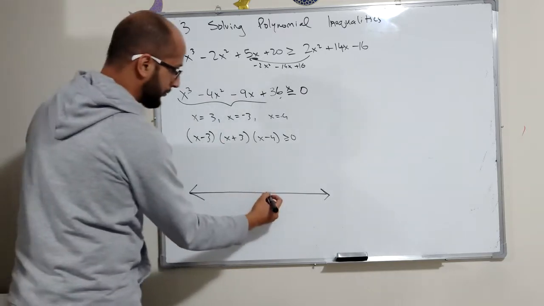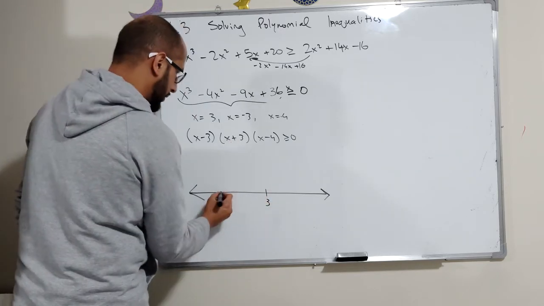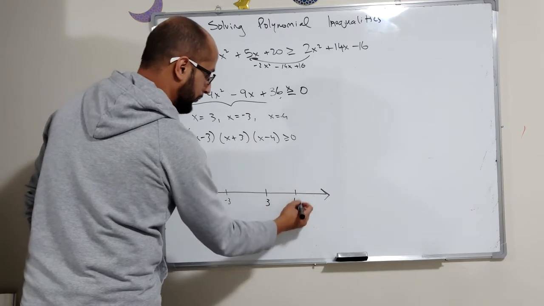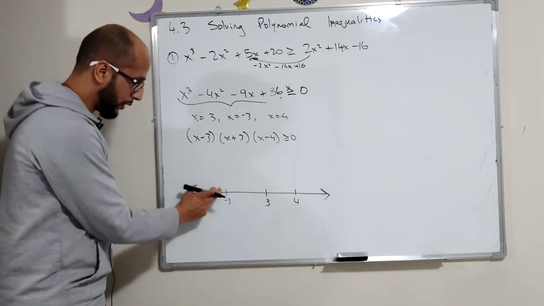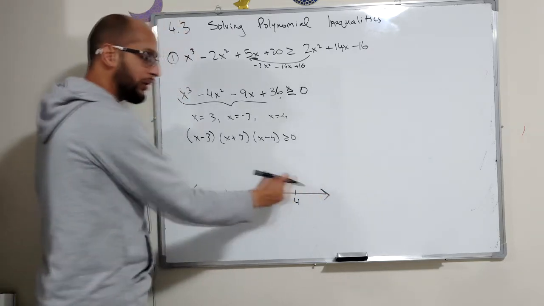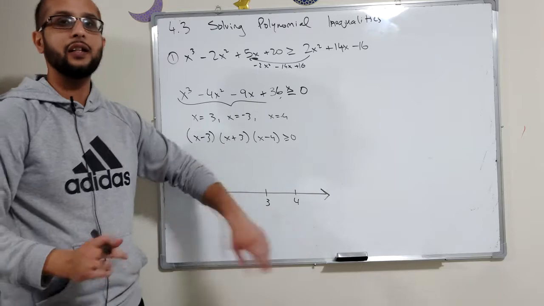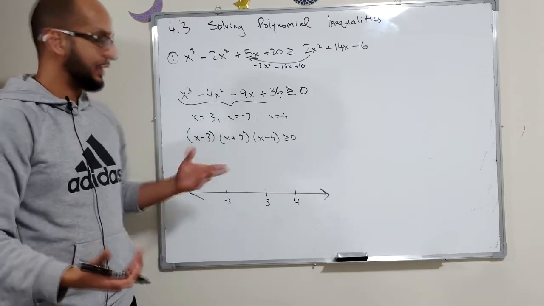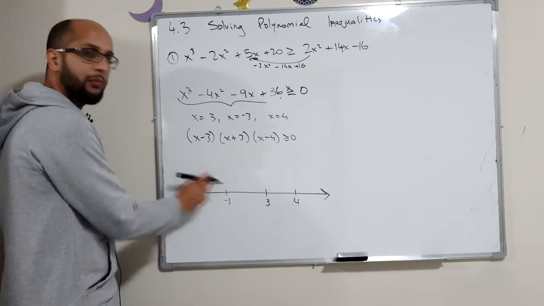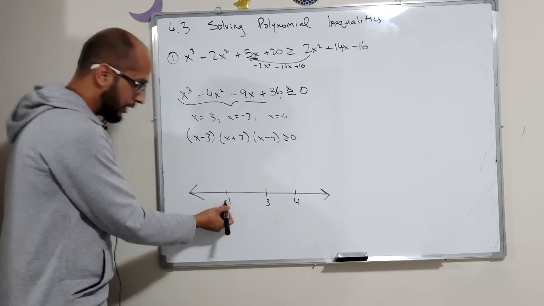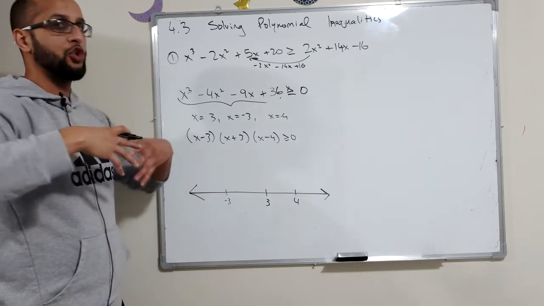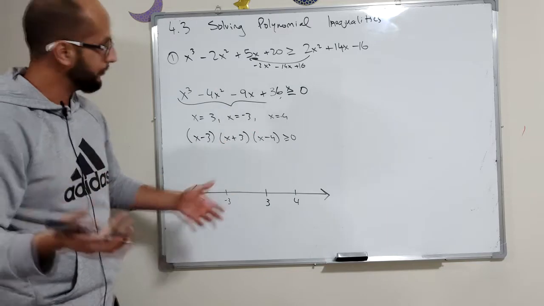So 3, -3, and 4. So I have my roots. I have 1 interval, 2 intervals, 3 intervals, 4 intervals. There are only 4 different places that could be positive or negative. It cannot cross through at any other point. What we're going to do is take a number in each interval. So a number to the left of -3, less than -3, I will choose a giant number, so -1 billion.